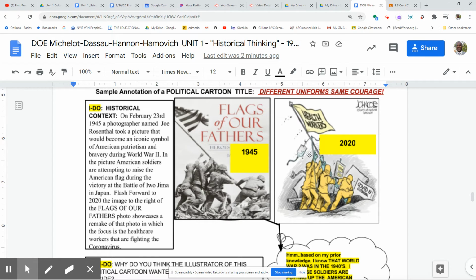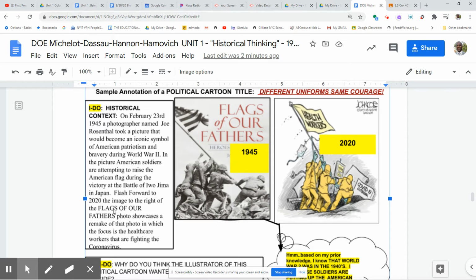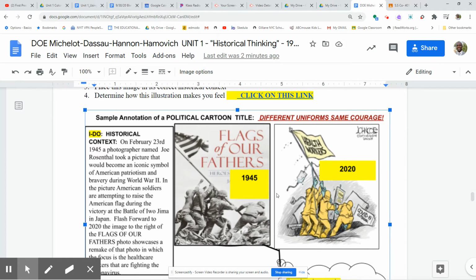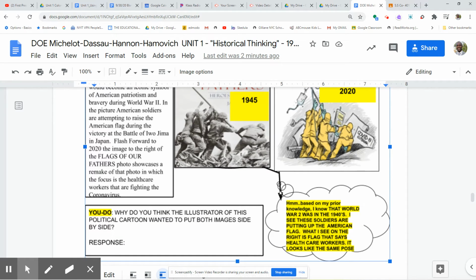The image to the right, this image right here, is similar to the image of the Flags of Our Fathers, the image to the left. The photo showcases a remake of that photo in which the focus is the healthcare workers that are fighting the coronavirus. So look at the first image and look at the second image. Think about what you see that is similar, and we're going to have a whole discussion about this.